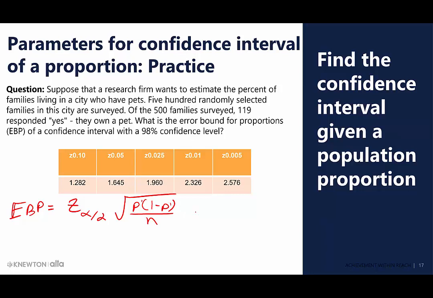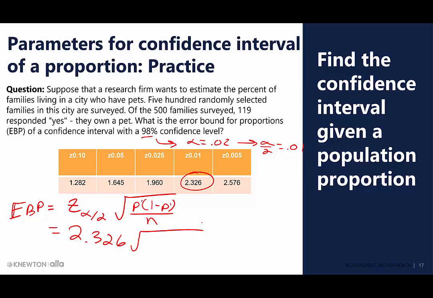All right, so Z alpha over 2. So look, y'all, if the confidence level is 98%, this means that alpha is 0.02, which means that alpha over 2 is 0.01. Take half of your alpha. So that means that once again, this is our z-score, 2.326, which indicates our error bound of proportion. It's 2.326 times the square root of P prime.